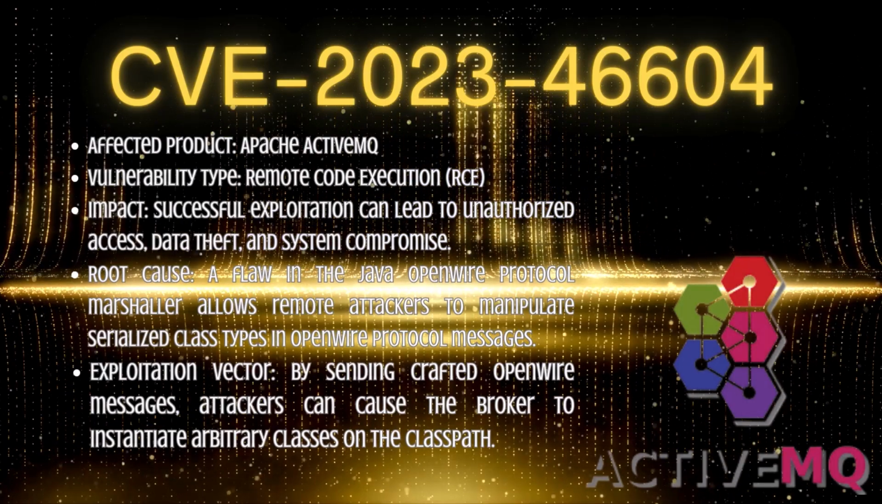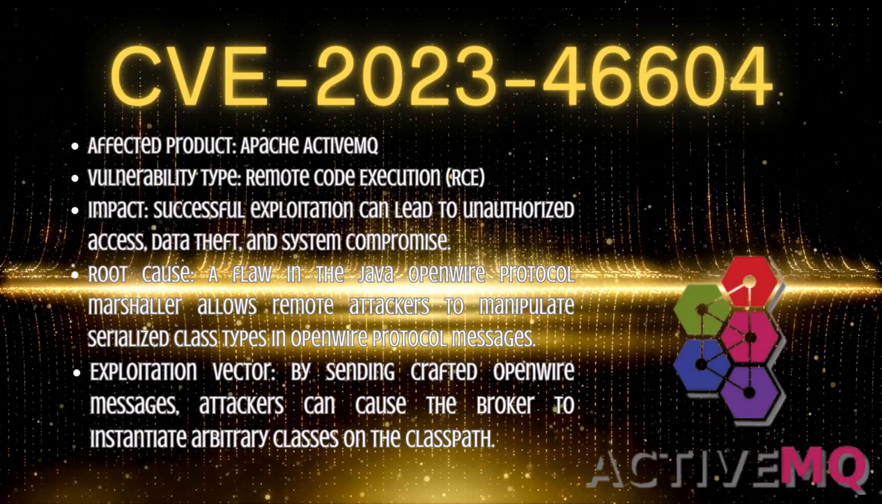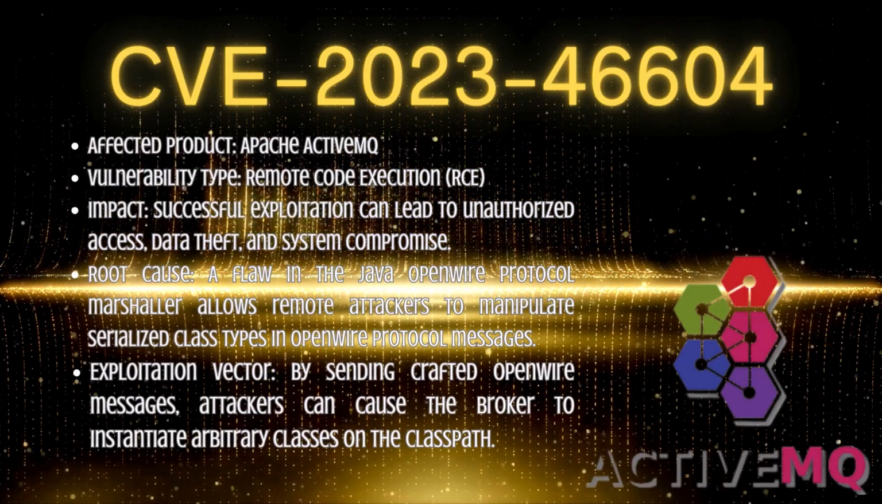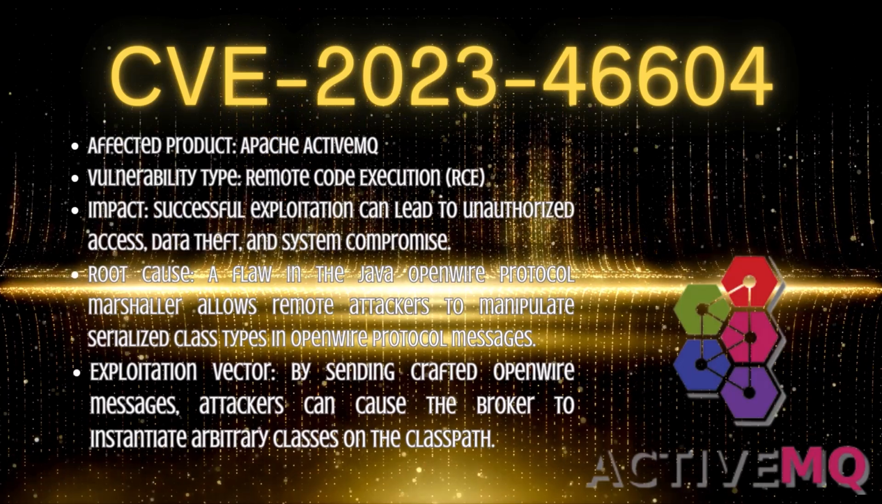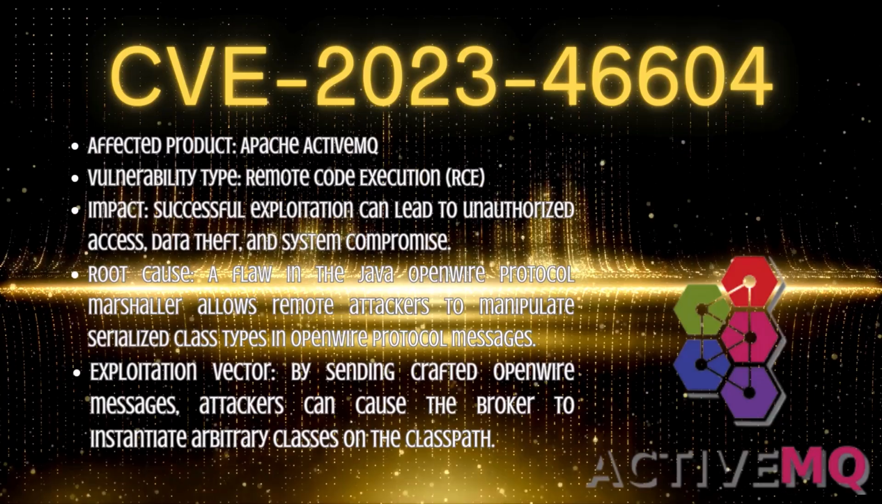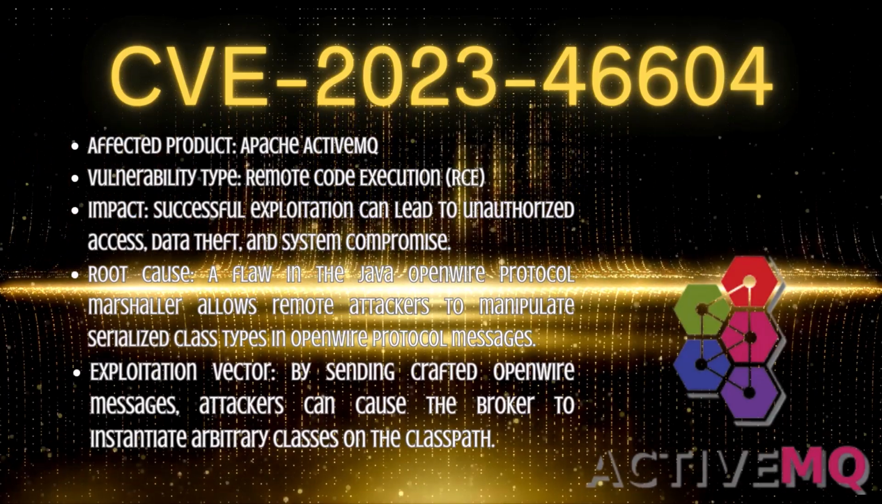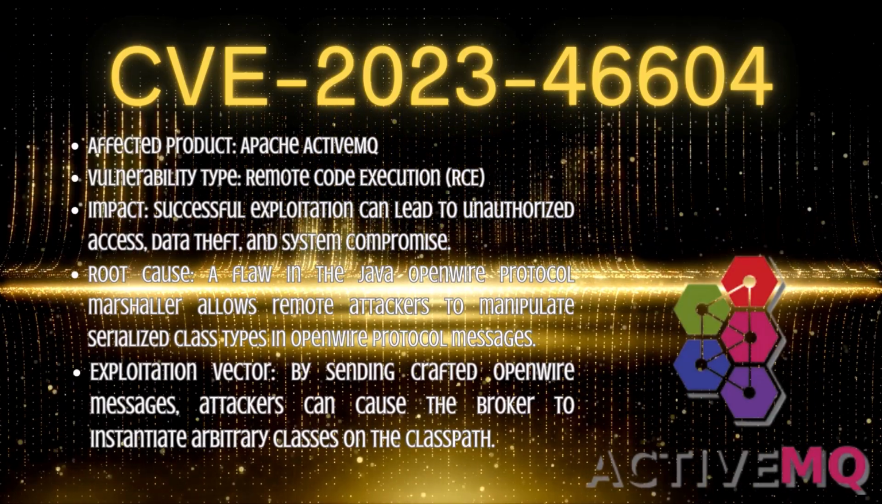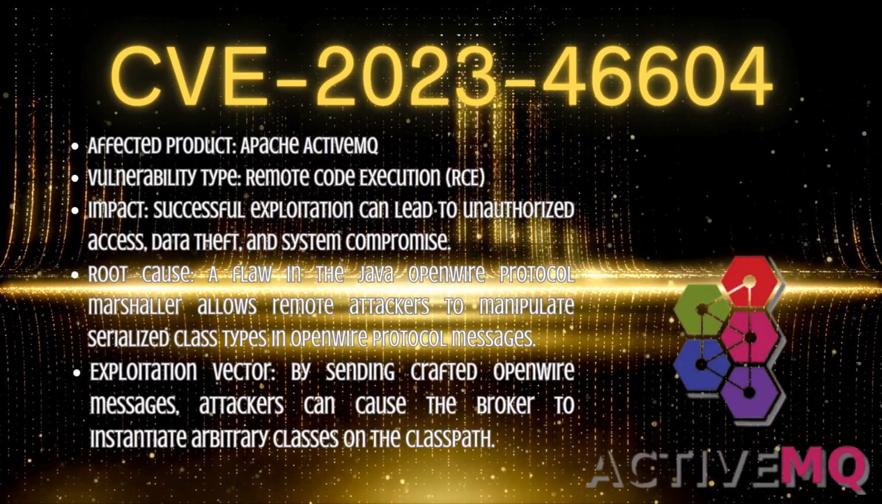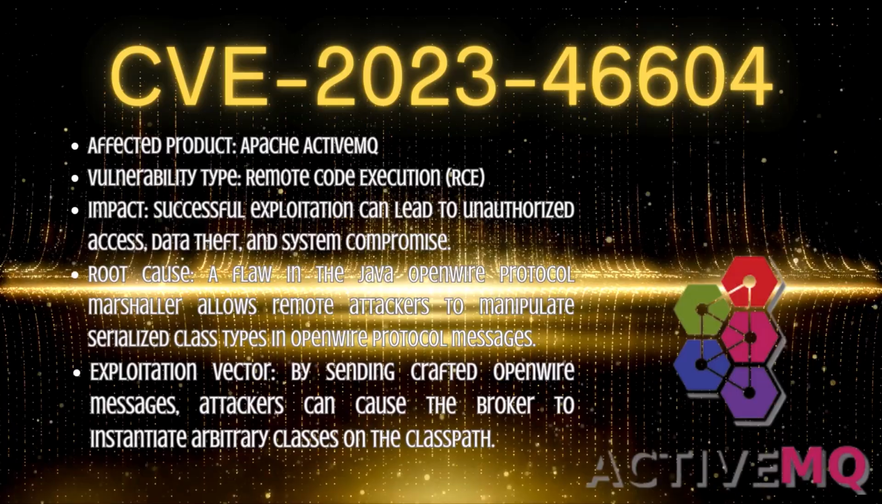Several sources in the Google search results reference CVE-2023-46604, a critical remote code execution vulnerability in Apache ActiveMQ. This flaw allows remote attackers with network access to a broker to execute arbitrary shell commands. The vulnerability exploits the manipulation of serialized class types in the OpenWire protocol, causing the broker to load and execute any class available in the class path.